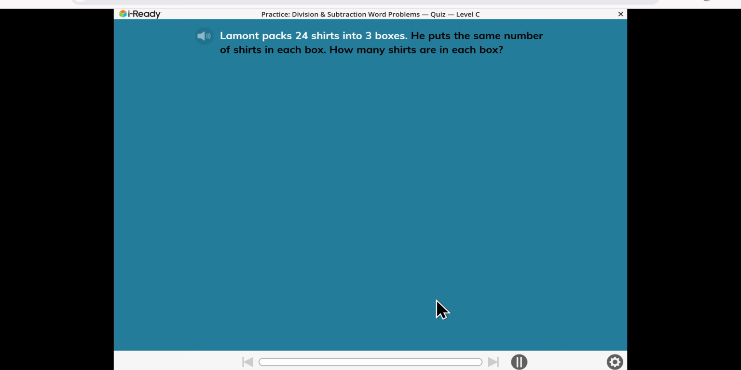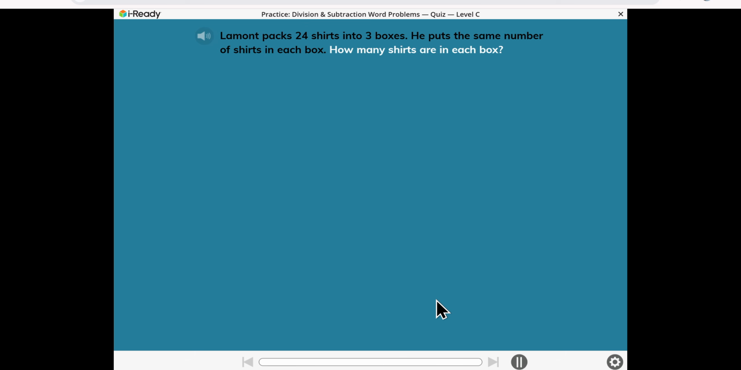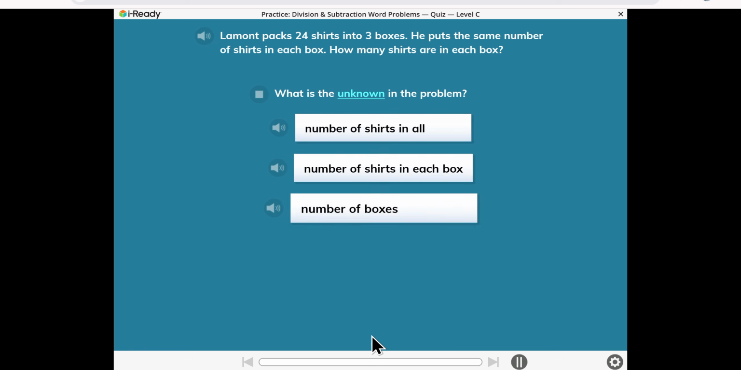Lamont packs 24 shirts into 3 boxes. He puts the same number of shirts in each box. How many shirts are in each box? What is the unknown in the problem?